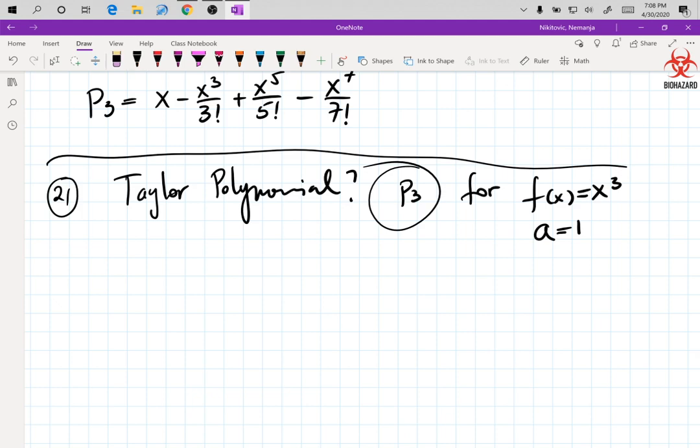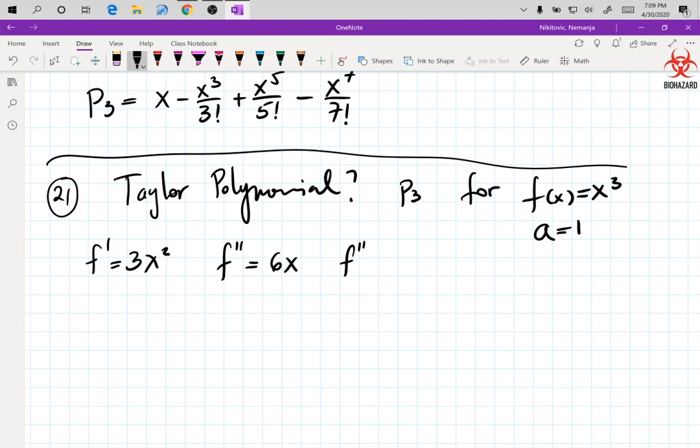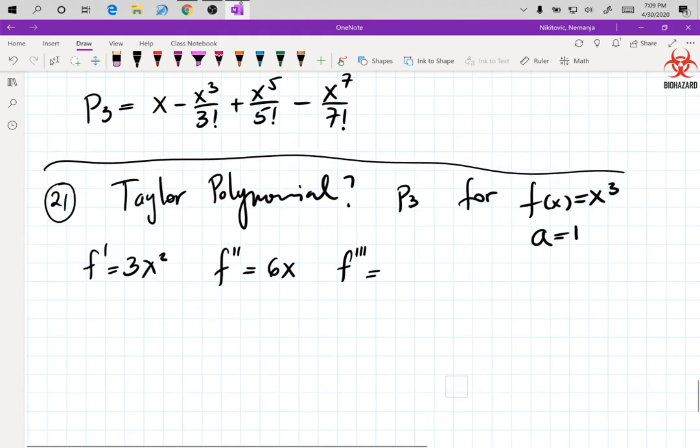P3. That means original function and 3 derivatives. Your original function is always the first term, and then another 3 derivatives will give you P3 because it's P0, P1, P2, P3, right? So I need 3 derivatives. Well, the first derivative is 3x squared. Second derivative is 6x. And the third derivative is 6.